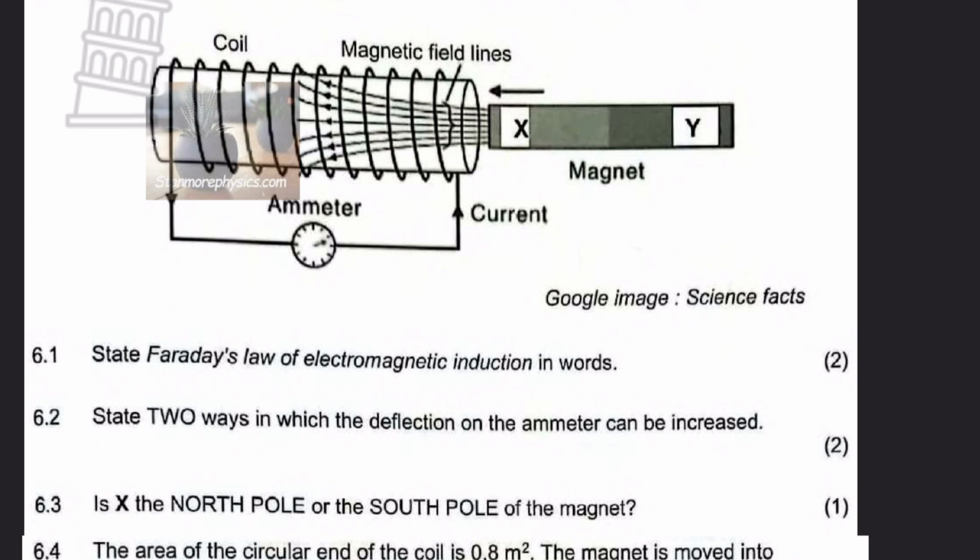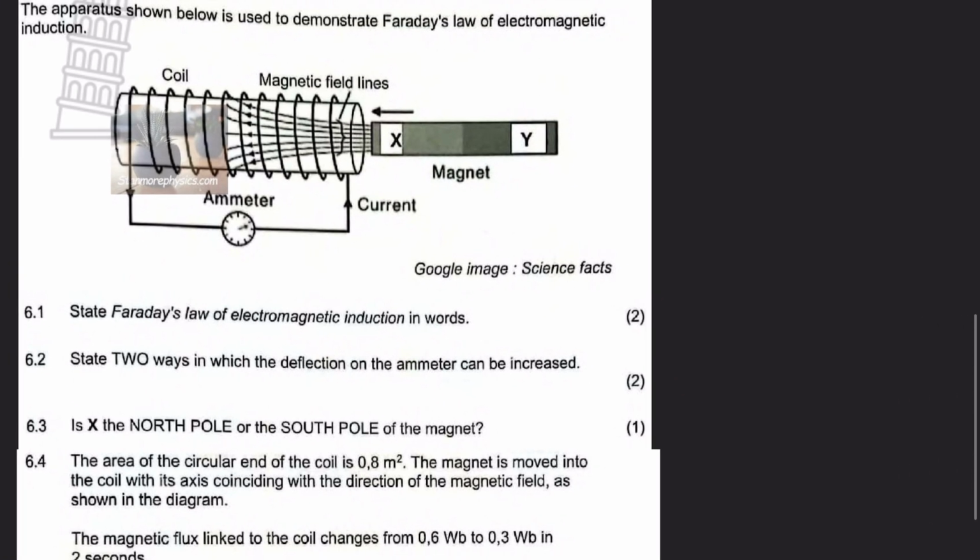State 2 ways in which the deflection on the ammeter can be increased. So this is a theory question. If you want to increase the reading on the ammeter or the deflection on the ammeter, the things that you can do is you need to increase the motion of the magnet or the coil relative to each other. So in other words, the faster you move the magnet through the coil, or the faster you move the coil through the magnet, the more deflection you're going to get.